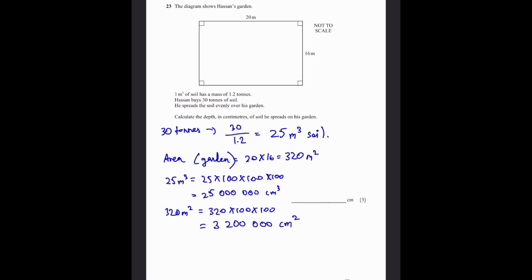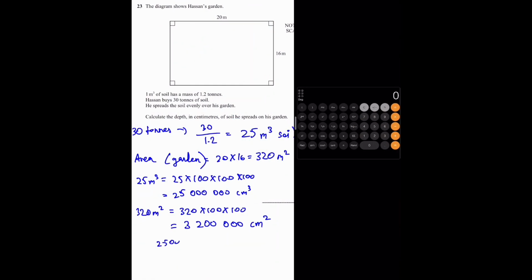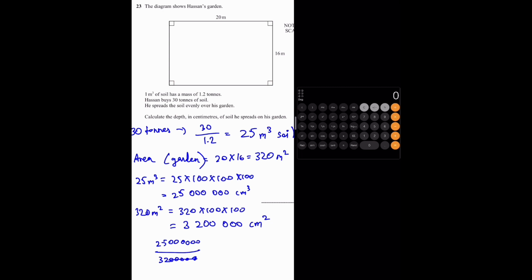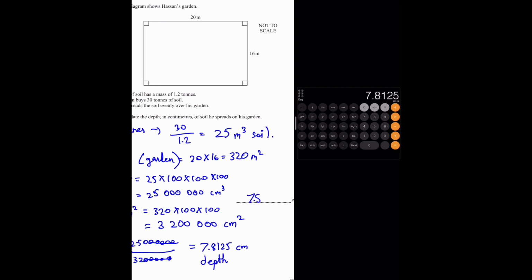Now we simply divide this. Let's get our calculator out. 25 million divided by 3.2 million. Can cancel out 5 zeros. 250 divided by 32 is equal to 7.8125 centimeters of depth that he spread on his garden. That's the answer.